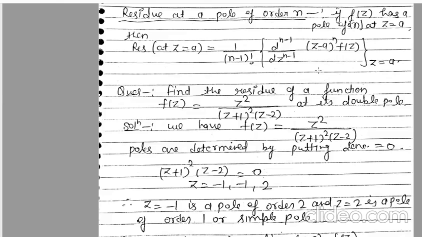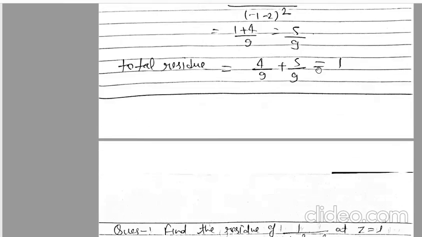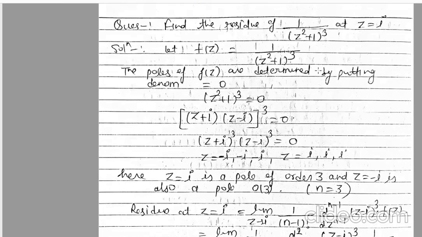There is an example that I have already discussed with you, and here is another example. Find the residue of 1 upon (z square plus 1) whole cube at z equals i. So your f(z) is 1 upon (z square plus 1) whole cube, and we need to find the residue at z equals i.